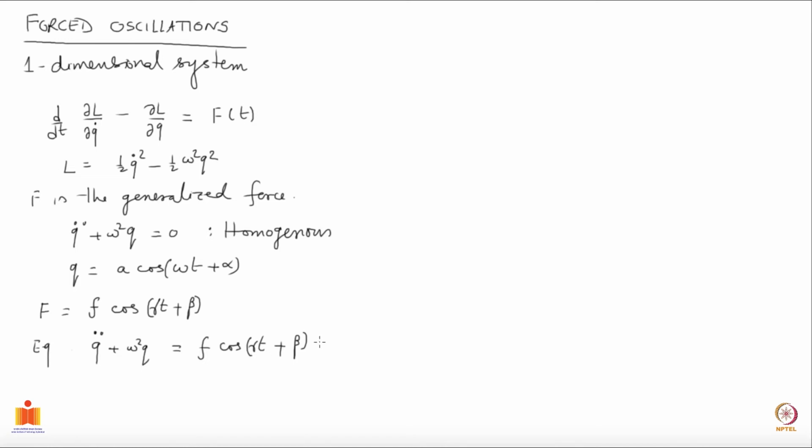And this equation is not homogeneous. This is a non-homogeneous equation. And the most general solution to this non-homogeneous equation, q(t), would be the homogeneous part, which is A cos(ωt + α), plus a particular solution. So I should find out a particular solution to this non-homogeneous equation, and then I will get the full solution. So that's what we have to do.